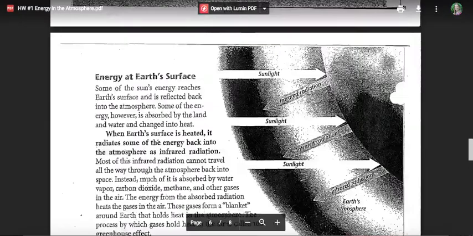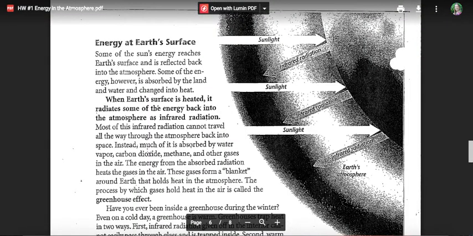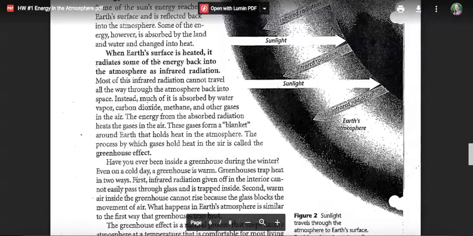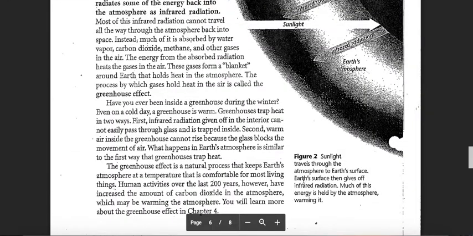You can take a look at this diagram here too. You can see sunlight is coming into the earth. This is the earth, and this all is the atmosphere here. Sunlight is coming in, being absorbed by the land, and then given off as infrared radiation. But some of the gases in the air are trapping that heat in. So that's what this diagram is trying to tell you. If you look here at figure 2, sunlight travels through the atmosphere to Earth's surface. Earth's surface then gives off infrared radiation. Much of this energy is held by the atmosphere, warming it.